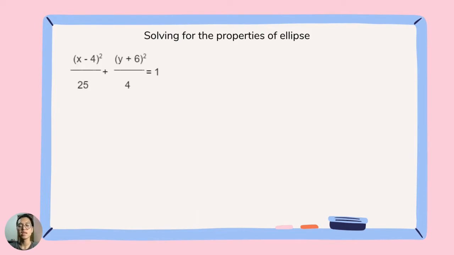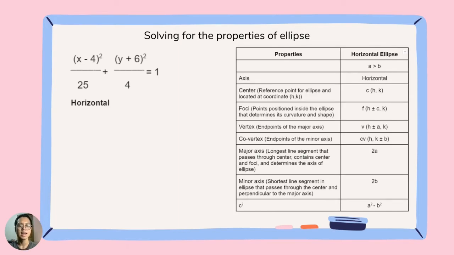We can now solve for its properties. Its axis is horizontal because A is bigger than B. So 25 is A squared, which is bigger than 4, which is B squared. For the center, we can see it with x and y, which is negative 4 and positive 6. So we are just going to change its sign. So center is located at (4, negative 6).